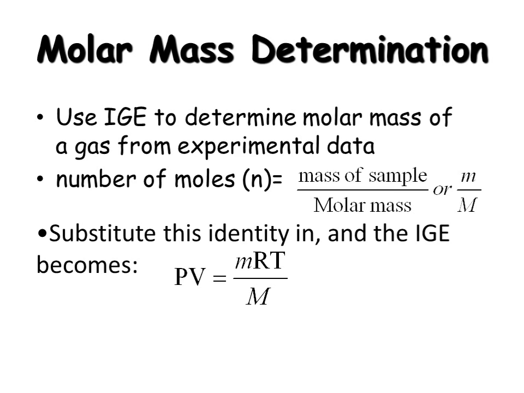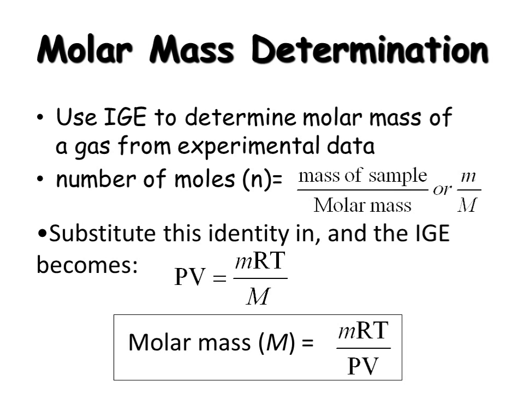We have an idea of what it is. We could verify it by measuring its mass in grams, the pressure it's at, the volume it occupies, and its Kelvin temperature, and plug it into this form of the ideal gas equation. So when we rearrange, we get molar mass would be equal to the mass of the sample times the ideal gas constant times the Kelvin temperature divided by the product of the pressure times the volume.